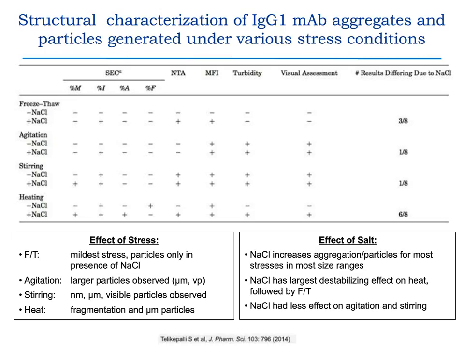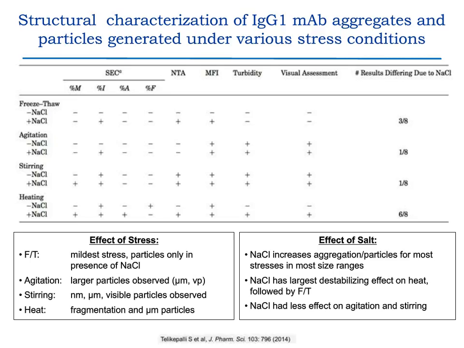If we look at the effect of stresses, and I'll just walk you through one example, the freeze-thaw is the mildest stress, and particles only formed in the presence of sodium chloride. So if we go to the table, we look at the minus sodium chloride, you'll see minus all the way across, which means upon freeze-thaw, we didn't see any increase in particles or aggregates by this method. The next row, we added salt, did the same experiment, so we see three plus signs appear for insoluble aggregates by size exclusion and submicron and subvisible particles by NanoSight and MFI. And you look on the far right, that summarizes that 3 out of 8 conditions changed when we added salt.